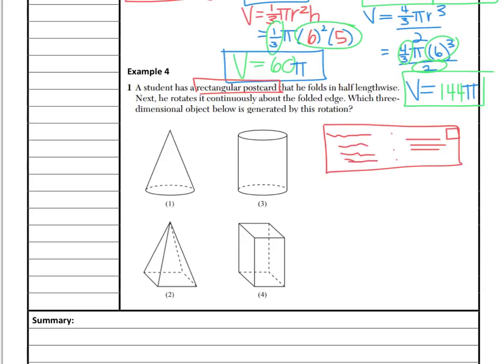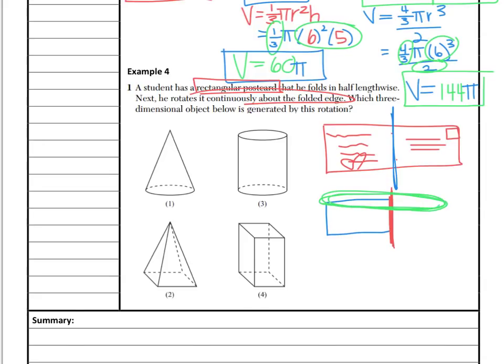Aw, so sweet. Okay, so we have this rectangular postcard and we are folding it in half lengthwise. So once I fold it in half, then it kind of looks like this. And then it says that I'm rotating it continuously around the folded edge. So remember that I folded it in half along this edge here, but now I'm going to rotate it around that continuously. Forever and ever and ever, just because it's so much fun to rotate postcards forever and ever and ever around the folded edge, you know?